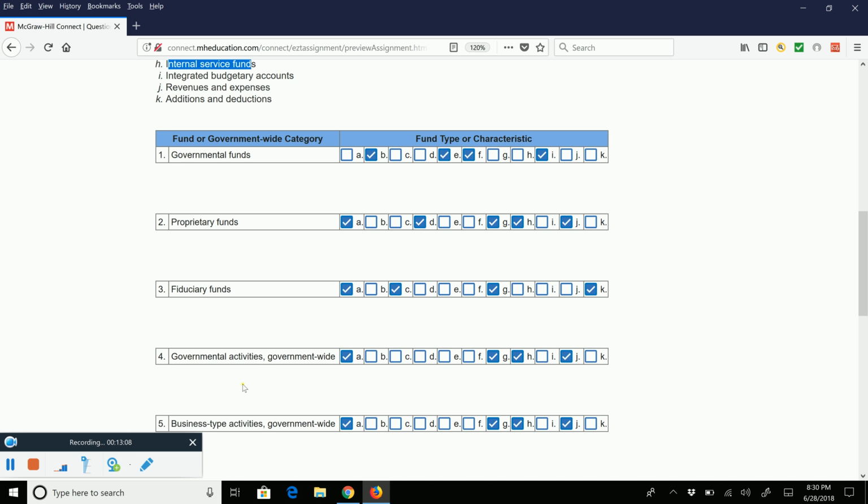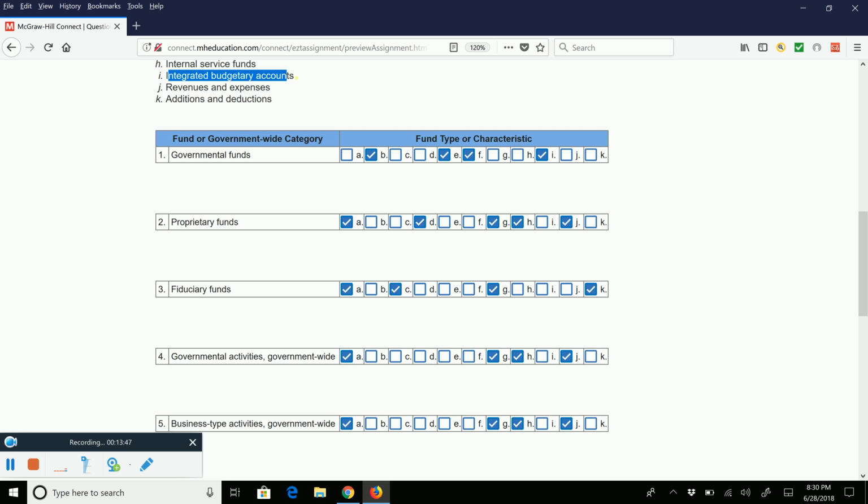The enterprise funds, that's a proprietary fund, and when that gets consolidated up to the government-wide statements, it's going to go into this category, the business type activities column on the government-wide statements. The only fund that can go in either category is the internal service fund. If the internal service fund primarily services general government departments, it's going to go into the governmental activities column on the government-wide statements. If not, it's going to go in the business type activities column.